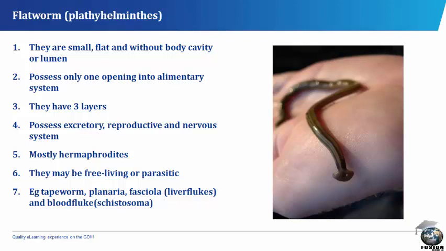The flatworms, which could be called the Platyhelminthes. Examples include the tapeworm, the planaria, the fasciola or liver fluke, and blood fluke, which could be called schistosoma. The characteristics are they are small, flat, and without body cavity or lumen. They possess only one opening into the alimentary system. They have 3 layers. They possess excretory, reproductive, and nervous systems. They are mostly hermaphrodites. They may be free-living or parasitic.